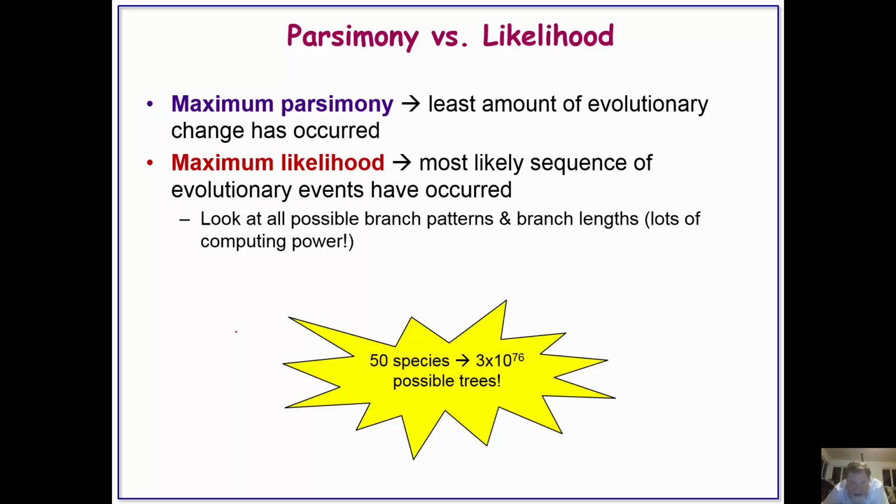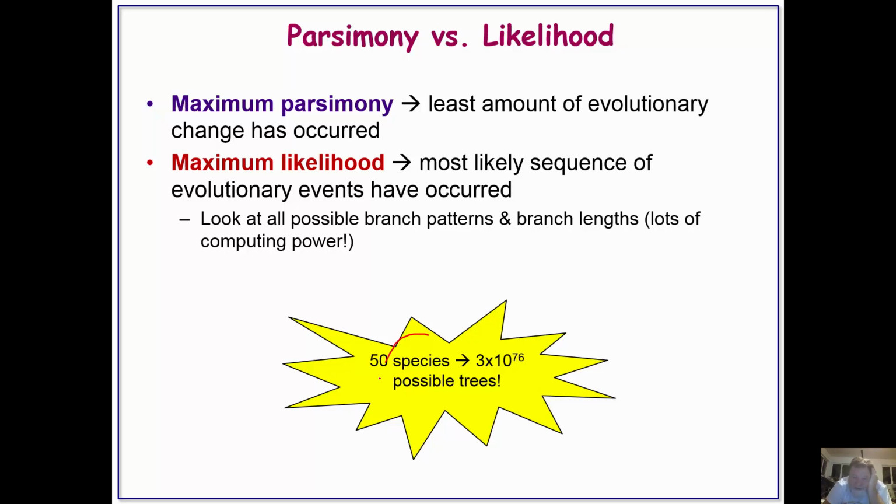We looked at the legless condition, parsimony versus likelihood. Maximum parsimony is the least amount of evolutionary changes that have occurred. Maximum likelihood is the most likely sequence of evolutionary events that have occurred. And so things have a basic order to them, and a lot of times we need to look at this basic order. And we'll get to that in a little bit.